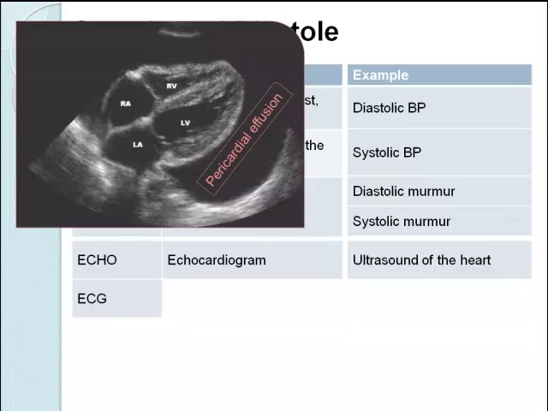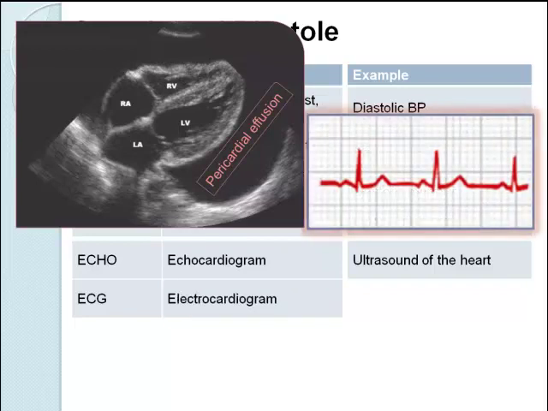The test to look at the electrical activity of the heart, and therefore the rhythm of the heartbeat, is the ECG. This is called the electrocardiogram. It literally breaks down to mean a tracing of the electrical activity of the heart. And the diagram here, that is a tracing of your heart.